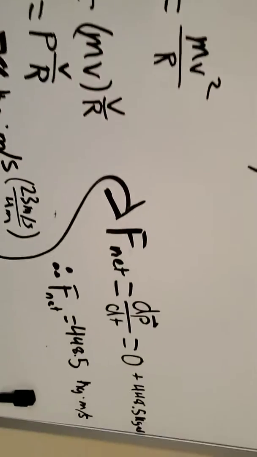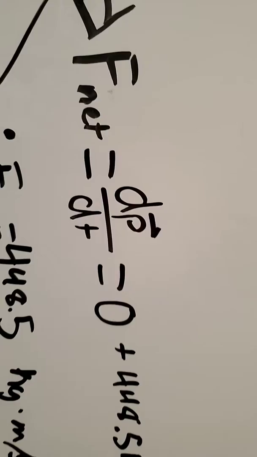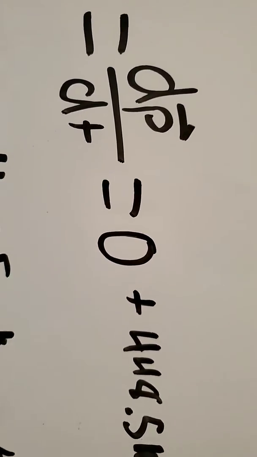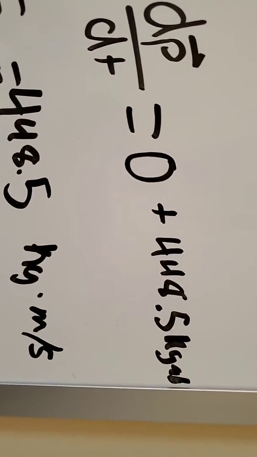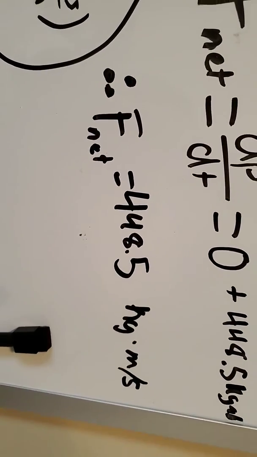And as I already said, the net force is actually equal to the instantaneous change of momentum. And we're given also that the parallel speed is constant, and we've just figured out that the perpendicular force is 448.5. Therefore, the net force is also going to be equivalent to 448.5.